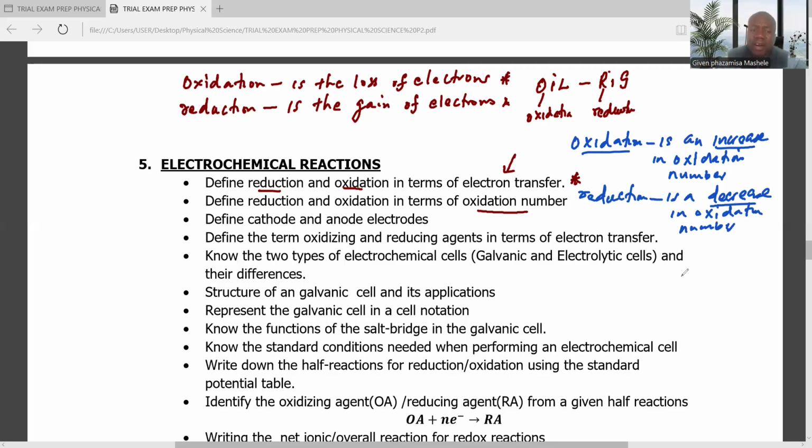If there is a decrease in oxidation number, you know this undergoes reduction. So when you are given a half reaction, you need to be able to know the oxidation number. An increase in oxidation number means oxidation, then a decrease means reduction. So in the exam, if they say define the term oxidation, you either say it is the loss of electrons or you say it's an increase in oxidation number, because they were not specific.